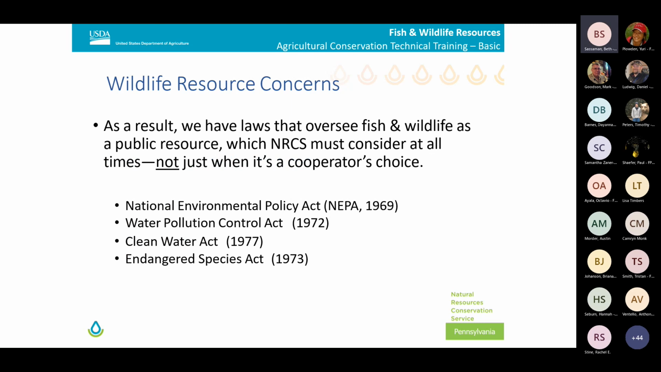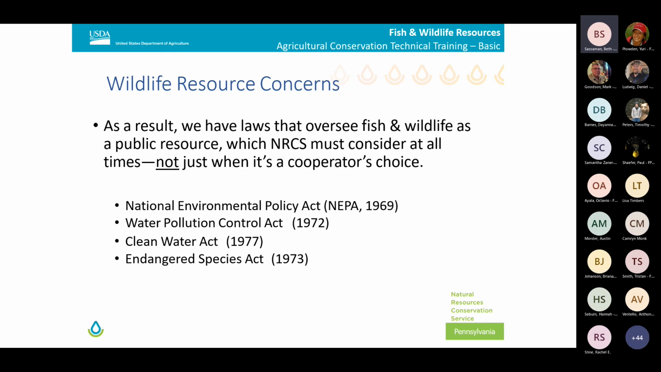So as a result, we have laws that oversee fish and wildlife as a public resource, and NRCS is required to consider wildlife at all times, not just when it's something that the cooperator is looking to address. These laws include NEPA, the Water Pollution Control Act, the Clean Water Act, and the Endangered Species Act.